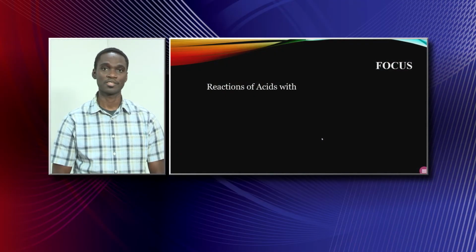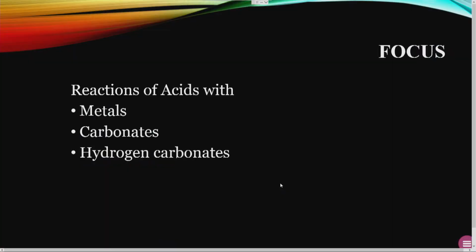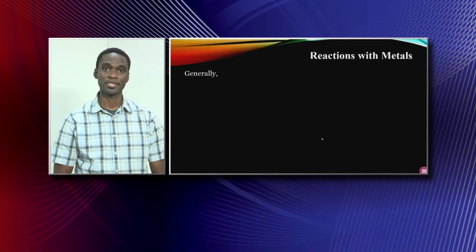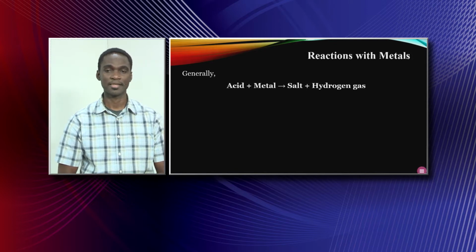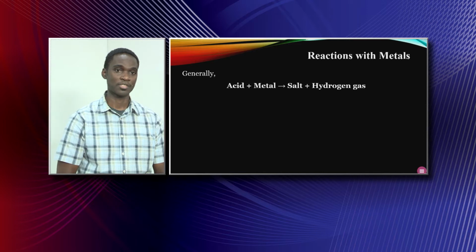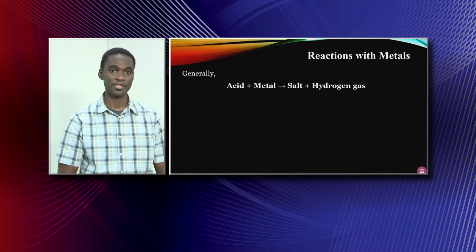Today we will be focusing on reactions of acids, and this would be reactions of the acids with metals, carbonates, hydrogen carbonates, and bases. And to begin, we will first be looking at reactions with metals. Generally, acid plus metal gives salt and hydrogen gas only. Once again, whenever an acid reacts with a metal, it produces a corresponding salt and hydrogen gas.